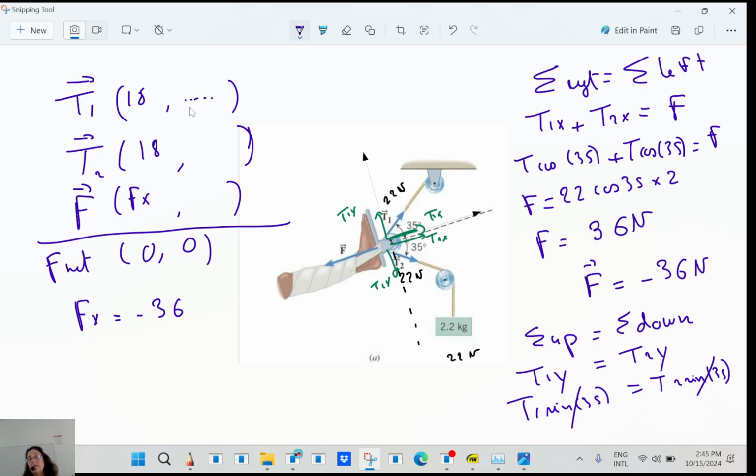Okay, and here they will be equal to each other. You copy me? Okay, so T2 sine 35, this is 12.6. So here we get 12.6. Here we get minus 12.6. And that's F sub y. So you see that F sub y equals 0. That's if you want to take the long way. Otherwise, you take the short way. Is that clear? Equilibrium, everything up equals everything down. Everything to the right equals everything to the left.